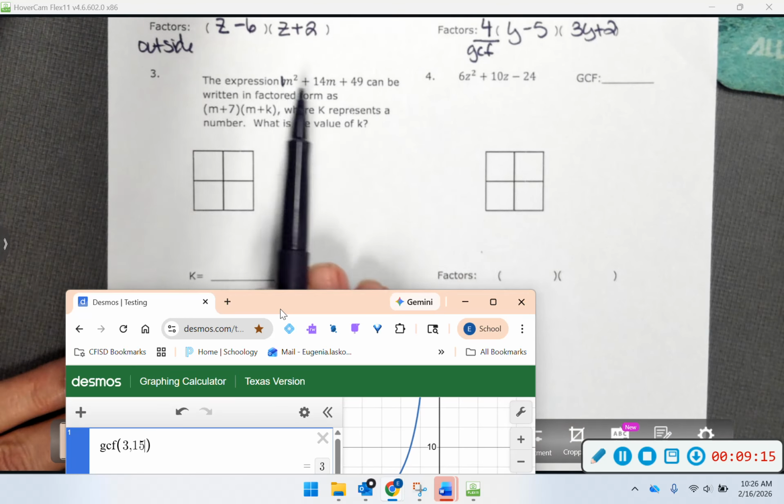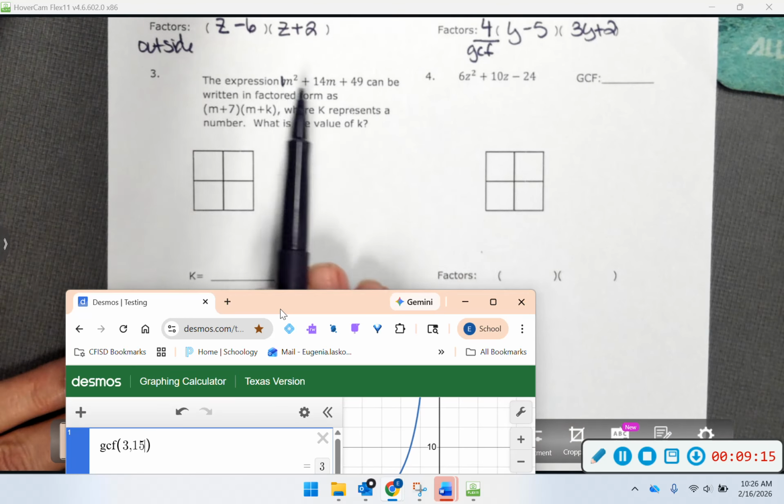I'm going to multiply the first number times the last number. So 1 times 49 equals 49. From here, I just taught you a trick. We're going to go to Desmos, and I'm going to type in 49 divided by x to get my factors.